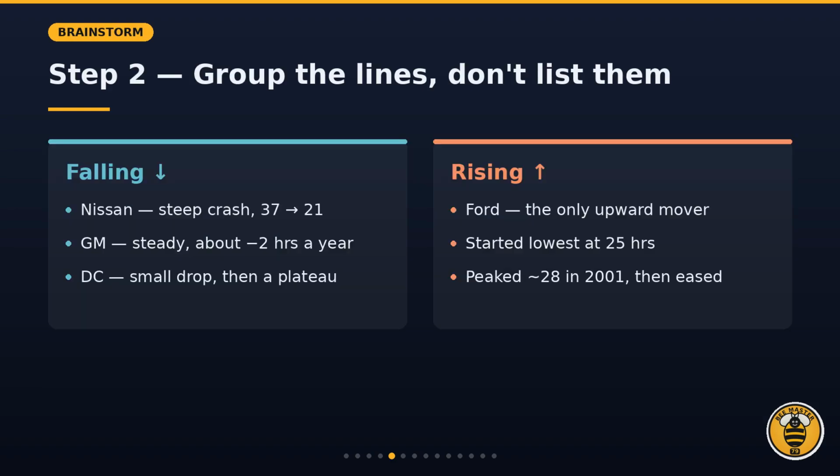Step 2. Group the lines. Never write 4 separate paragraphs, one per company. Instead, sort them by behavior. 3 lines fall. Nissan crashes from 37 to 21. General Motors declines steadily, about 2 hours every year. Daimler Chrysler drops once, then flattens, and 1 line rises. Ford begins as the fastest producer and slowly becomes slower. That one contrast gives you your 2 body paragraphs immediately.